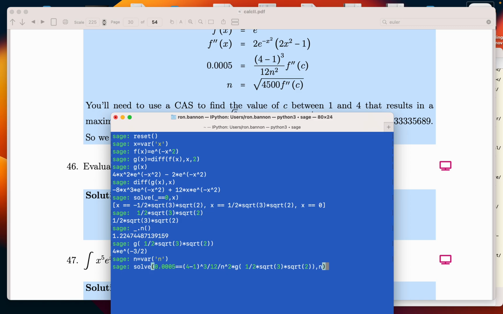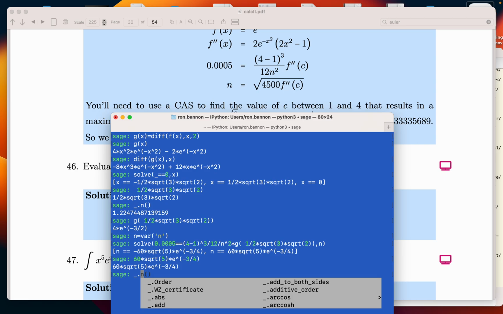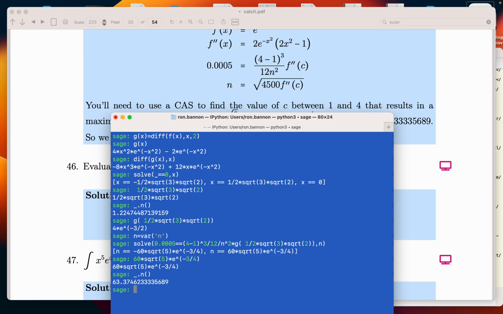Let's see what happens. Now, it gives me some crazy looking things over here. I certainly know n is going to be a natural number, so negative numbers are out of the question. So I want to select this one over here, and I want to approximate that number, using underscore dot n. And what do I get? I get 63.374 and so on. But I get an integer, and the closest integer there, 63 would be too small, by the way, so I need to go to 64.